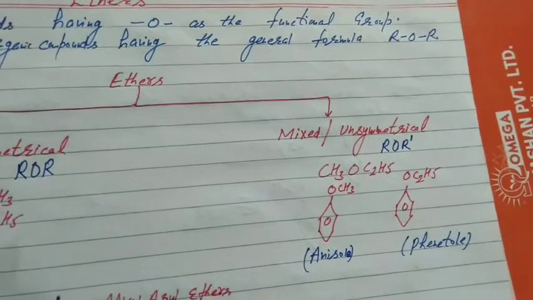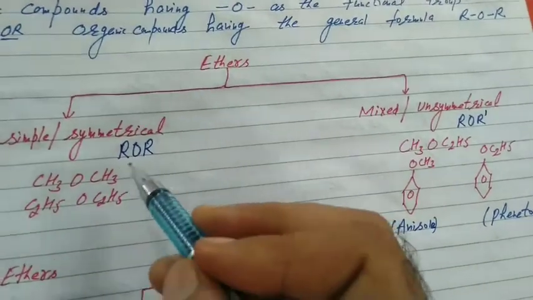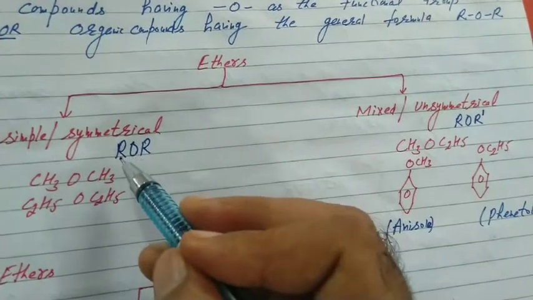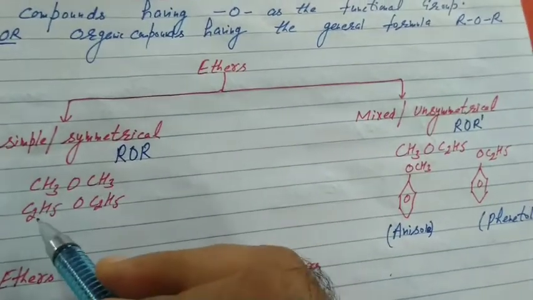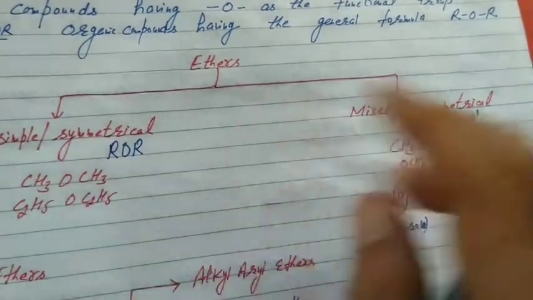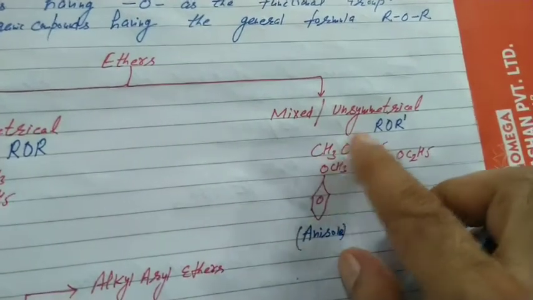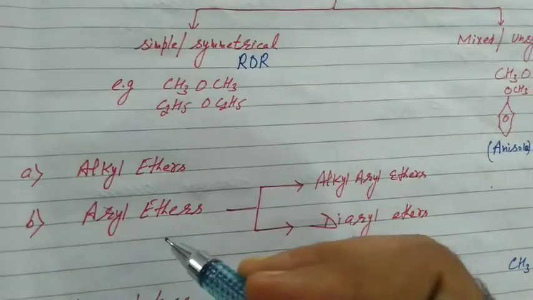At first, classification of ethers: simple or mixed ethers. In simple ethers, divalent oxygen is surrounded by identical groups, like dialkyl ethers, diethyl ether, dimethyl ether. In mixed ethers, divalent oxygen is surrounded by dissimilar groups. Ethers are further classified as alkyl or aryl ethers.